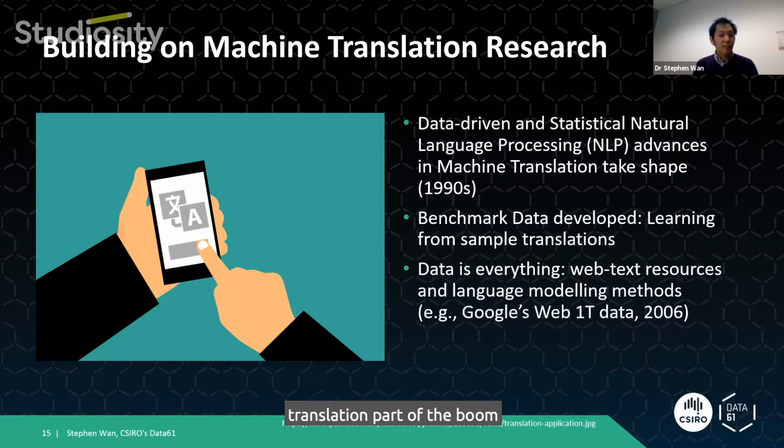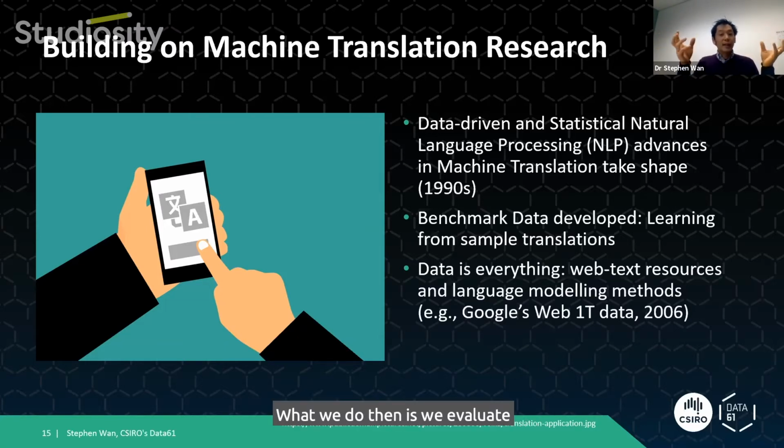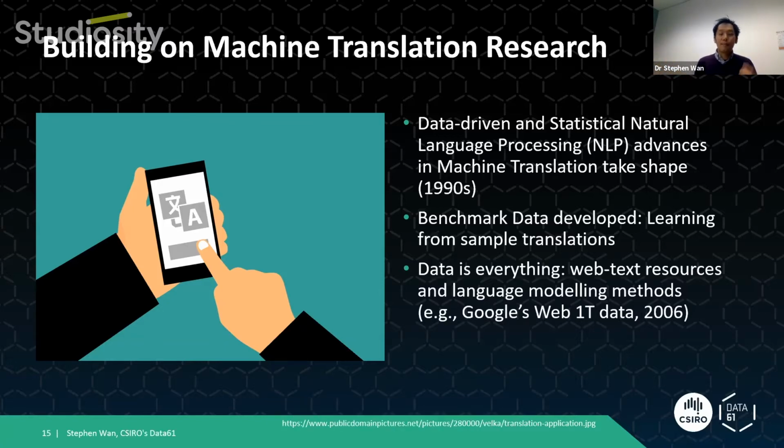In machine translation, part of the boom was due to the creation of benchmark data sets. And in these data sets, you have a set of sentences, thousands of them. Each sentence is paired with one or more sample translations. And the artificial intelligence, the machine learning, has to learn how to transform the sentence into the sample translation. What we do then is we evaluate how well our algorithm performs by looking at its ability to mimic the creation of these sample translations.